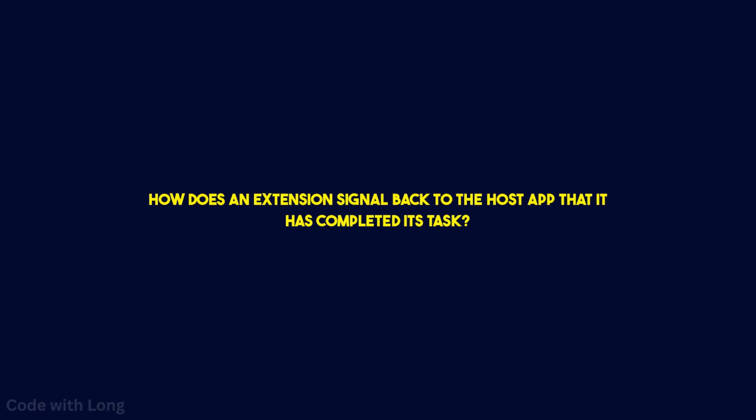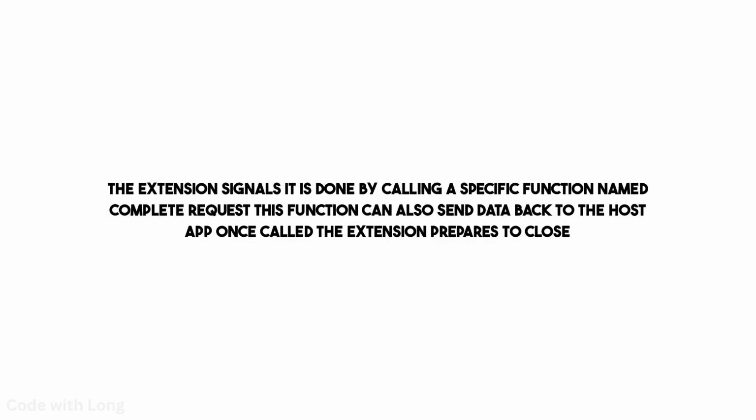How does an extension signal back to the host app that it has completed its task? The extension signals it is done by calling a specific function named completeRequest. This function can also send data back to the host app. Once called, the extension prepares to close.